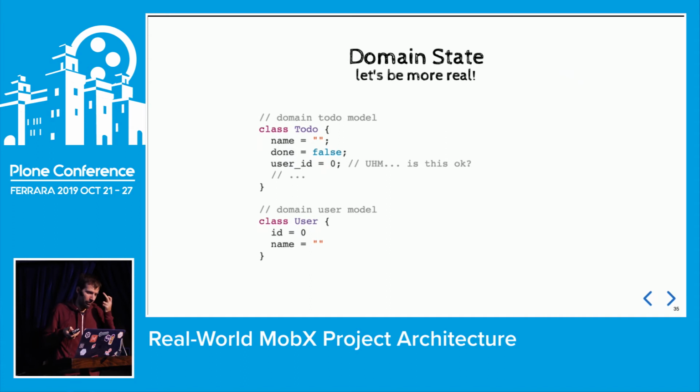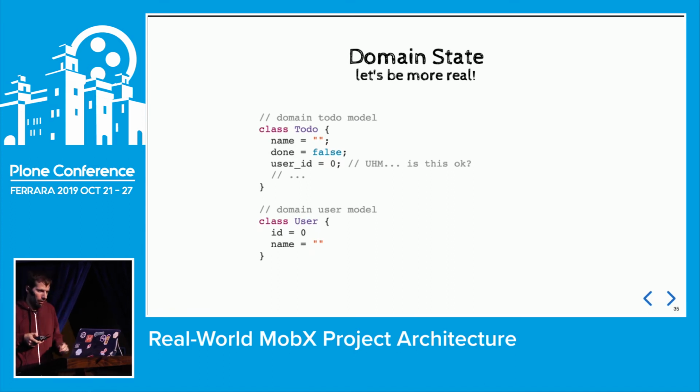Well, as we explained before, let's be more real. We also have users, right? Let's say that in our application, when we define a to-do, we also define the user that's responsible for that to-do, right? Well, the first thing that we are asking here is, in that user ID property, what will we put in there? Because we need to express a relation between two entities, right?